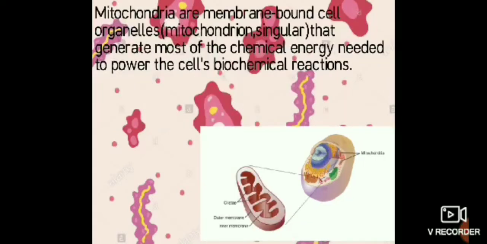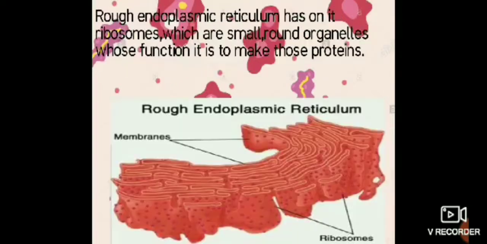And we have the mitochondria. Mitochondria are membrane-bound cell organelles, mitochondrion in the singular, that generate most of the chemical energy needed to power the cell's biochemical reactions. And we have the rough endoplasmic reticulum, which has on it ribosomes, which are small, round organelles whose function is to make proteins. And also we have a picture of the rough endoplasmic reticulum.